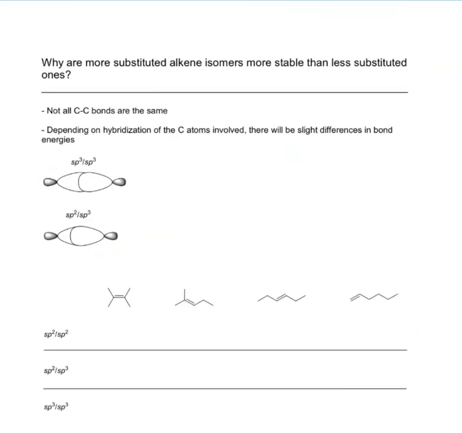Okay, so let's briefly touch on this question. Why are more substituted alkene isomers more stable than less substituted ones? This has to do with the fact that not all carbon-carbon bonds are the same. And we know from general chemistry that a shorter bond is a stronger bond. So in an alkene, the carbon-carbon bonds are going to be formed by overlapping orbitals if we consider using valence bond theory to explain this bonding.